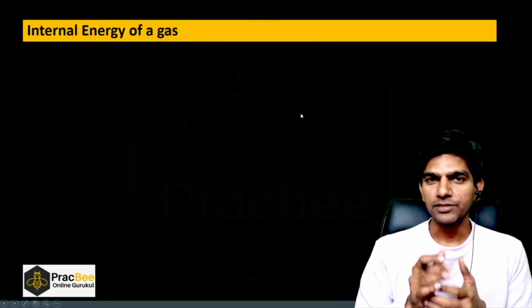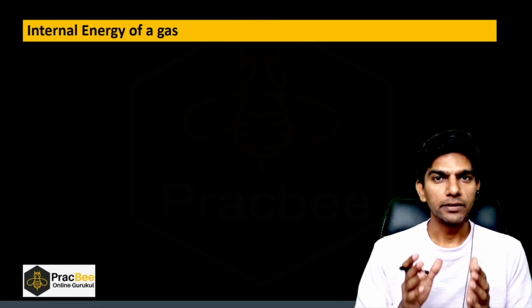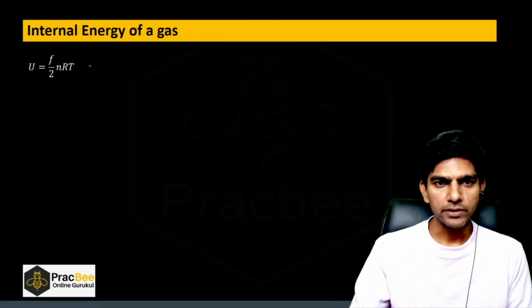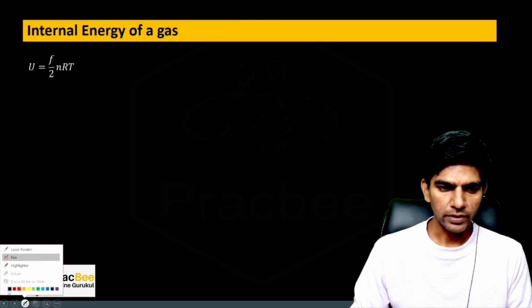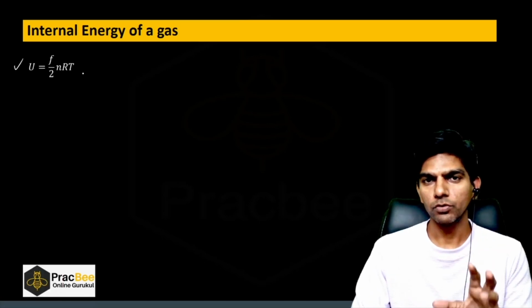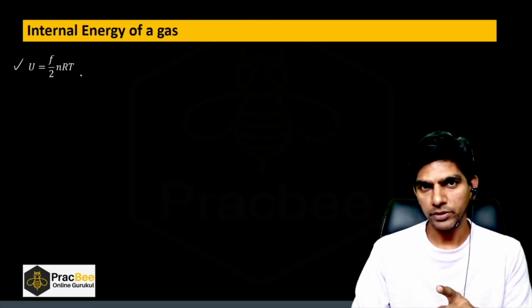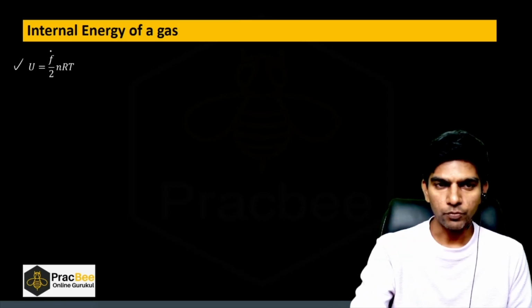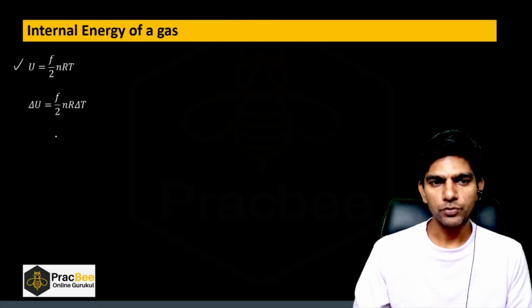The next topic is internal energy of a gas, and internal energy we have already studied in kinetic theory of gases. Now this is the formula that we have to remember, f by 2 nRT. So this is the internal energy at a particular temperature, and we should always remember it depends upon the temperature and the type of gas, where f is the degree of freedom, which depends upon the gas. Now if we want to find the change in the internal energy, we have to use this formula, where instead of T, we have to use change in temperature. So do remember these formulas.